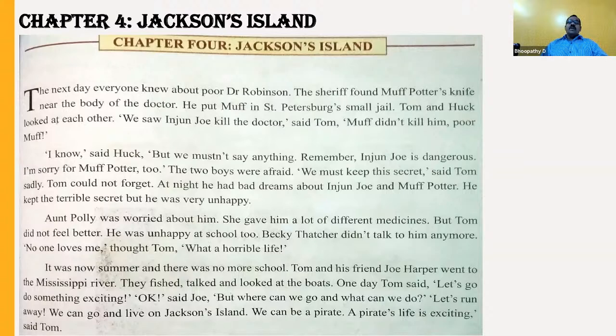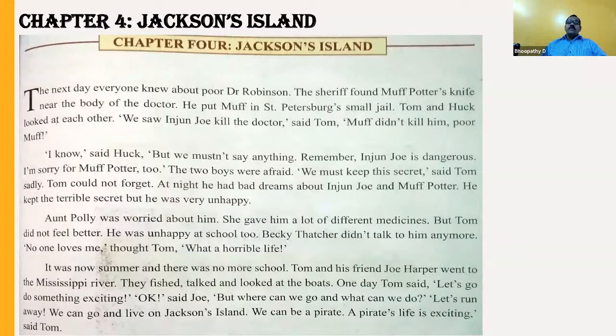And they could not forget this incident, what they saw in the graveyard. At night, the incident haunted Tom, and he had very bad dreams. Tom, Injun Joe and Muff Potter. Again and again, repeatedly, the dream was recurring. What happened? What they saw? He kept the terrible secret, but he was not very happy. He was very unhappy. Aunt Polly was very much worried about this boy and his health. She gave him some medicines, but Tom was not feeling better. He was unhappy at school too. Becky Thatcher did not talk to him.